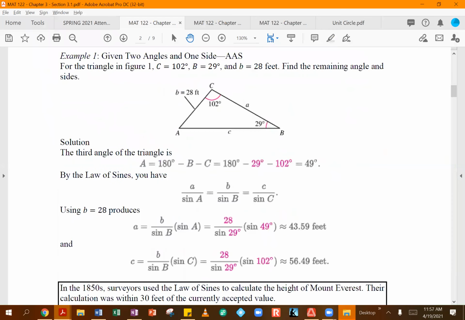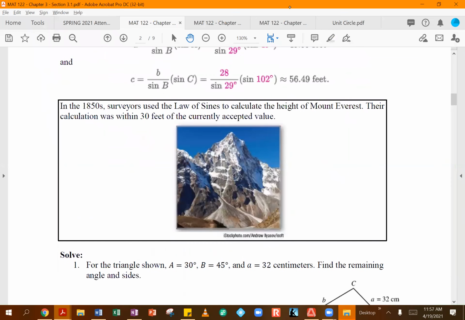We actually use this idea of law of sines also to estimate the height of something like a mountain. You can see in this example, they're telling us that in the 1850s, the surveyors used law of sines to calculate the height of Mount Everest. And they were within 30 feet of the currently accepted value.